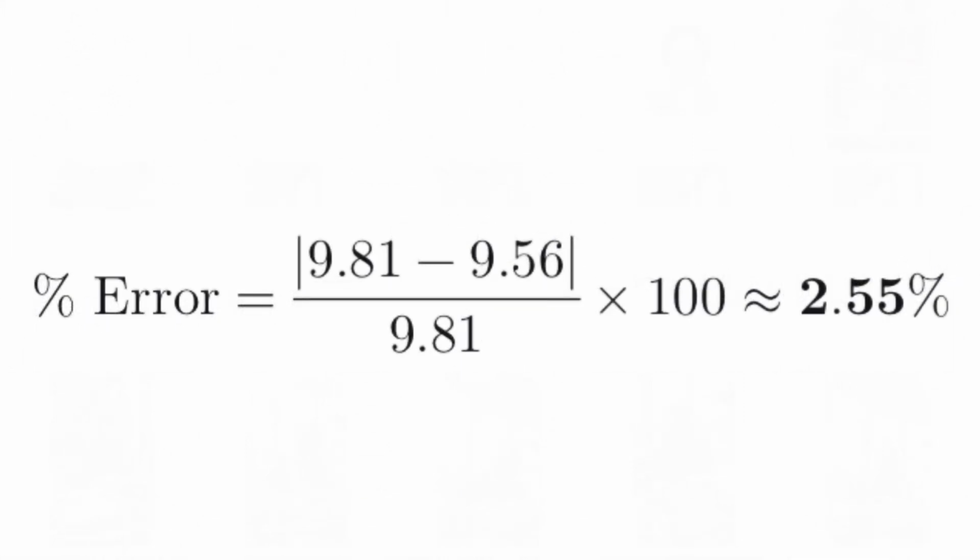Comparing the result to the accepted value of 9.81 meters per second squared, we calculated a very low percent error of 2.55%. This high level of accuracy confirms the theoretical model. The period is inversely proportional to the square root of the sine of the angle.